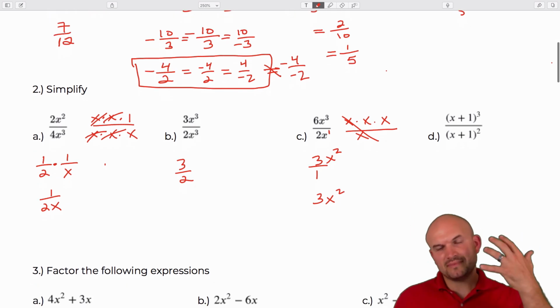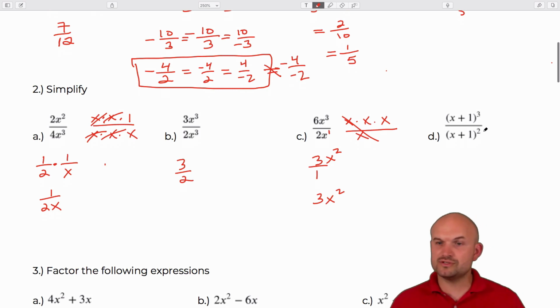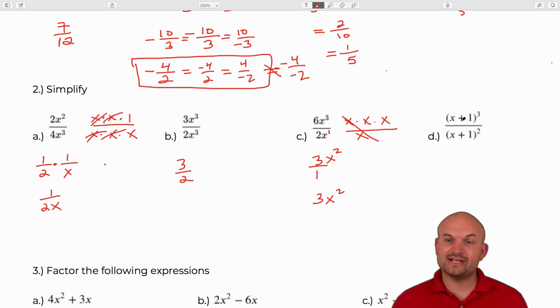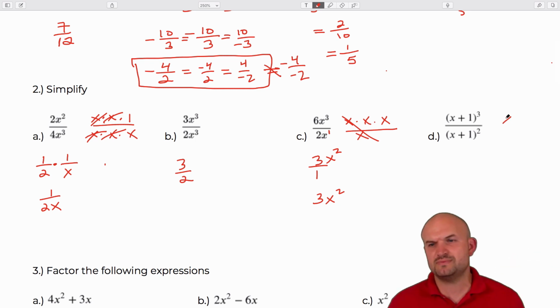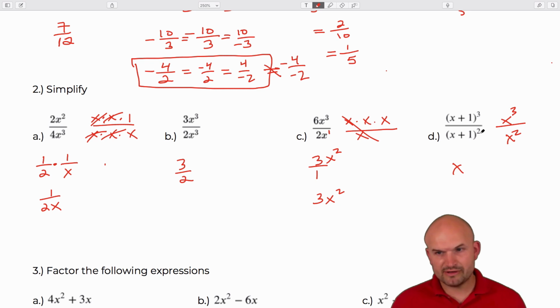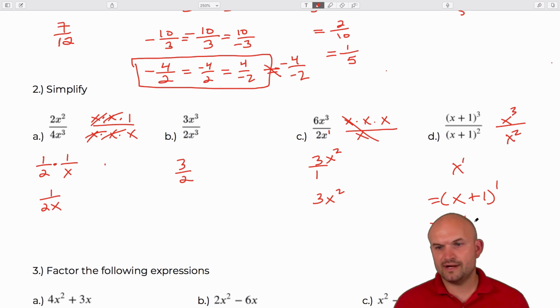And the last one still uses the rules of exponents, but now we're not dealing with a monomial, we have basically a quantity raised to a power in the numerator and the denominator. But again, just treat this like it wasn't, forget about the x plus 1. Let's just pretend this was x. If this was x cubed over x squared, we would just get x, right? You're subtracting the powers. 3 minus 2 is 1. So in this case, we're going to have x plus 1 to the first power, which we don't really need to write that 1 there, but we can just leave it as that.